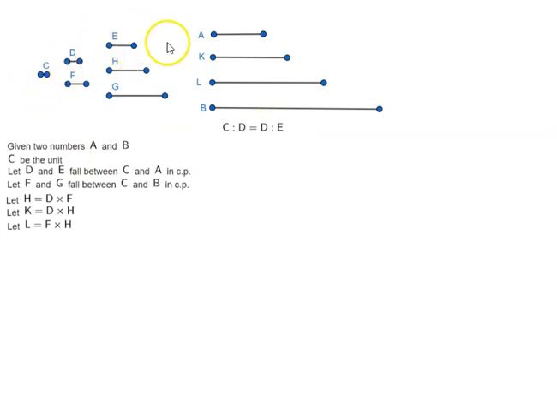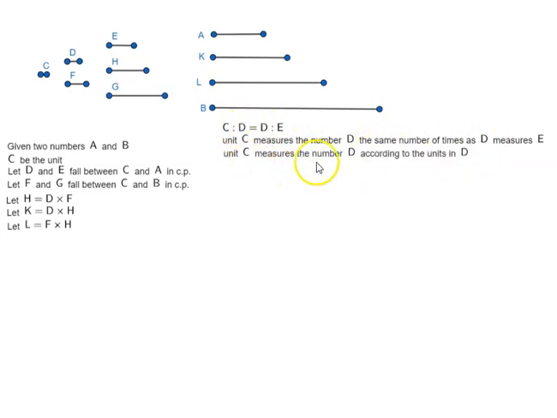Why? Because remember, they are in continued proportion, which means unit C measures the number D the same number of times as D measures E. Unit C measures the number D according to the units in D. So D also measures E according to the units in D. So what this statement means is that E is equal to D times D.